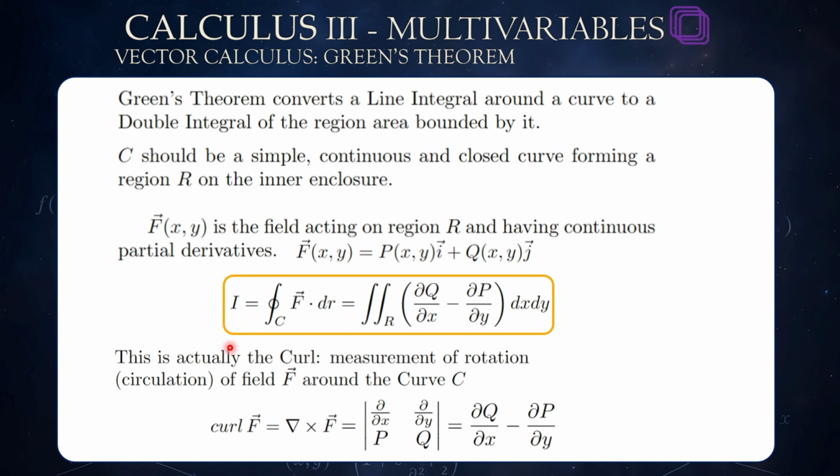This is actually the curl, or measurement of rotation, the circulation of field F around the curve C. Curl F is equal to nabla cross F equal to partial Q over x minus partial P over y. So we can equate the line integral and convert it into a double integral whenever we are dealing with a closed loop. A path that is closed can be converted from a line integral to a double integral to evaluate the work over a function.